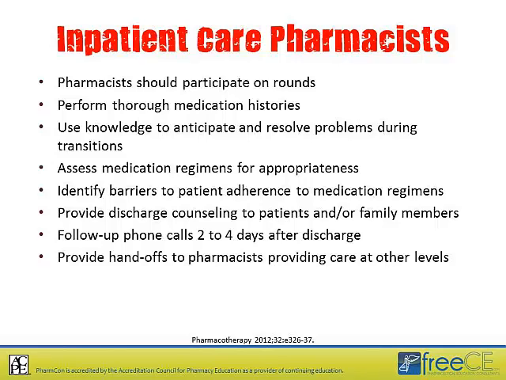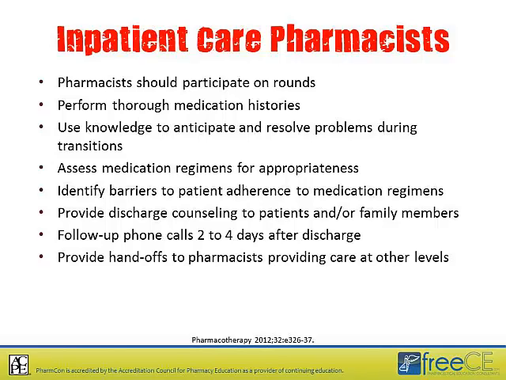Participating in rounds, performing medication histories, using their knowledge to anticipate and resolve problems during transitions. One of the things that I think of a lot of times is related to the formulary. Certainly our inpatient formulary is very different from a lot of patients' insurance formularies. So in particular, PPIs, making sure that we figure out which PPI is covered by their insurance, or if it requires prior authorization, doing that prior to the discharge process and making sure that I help the team with those kinds of things.